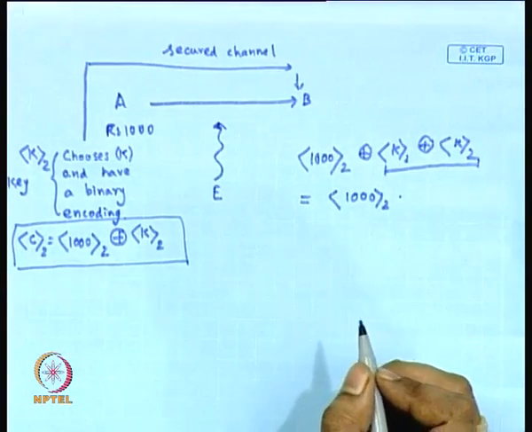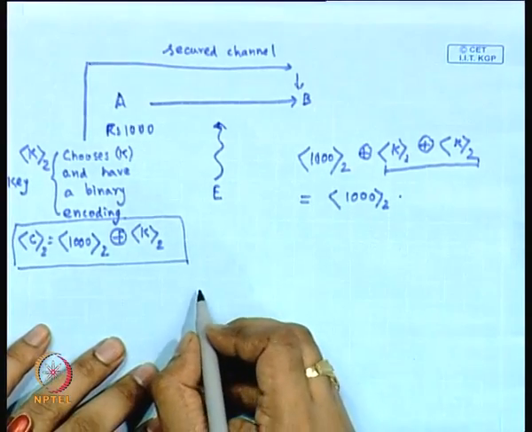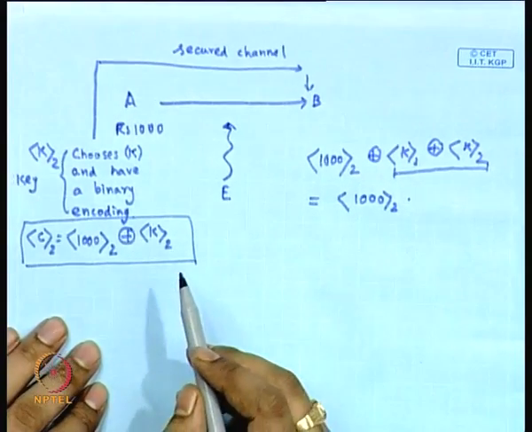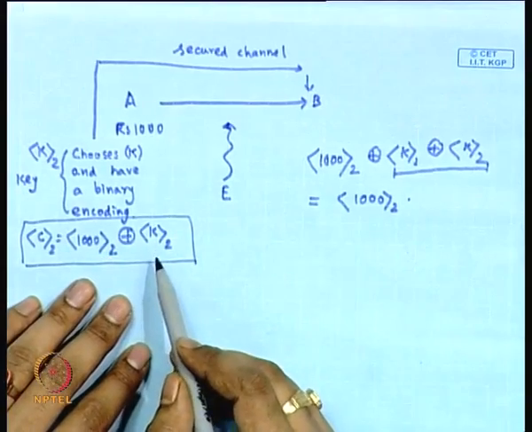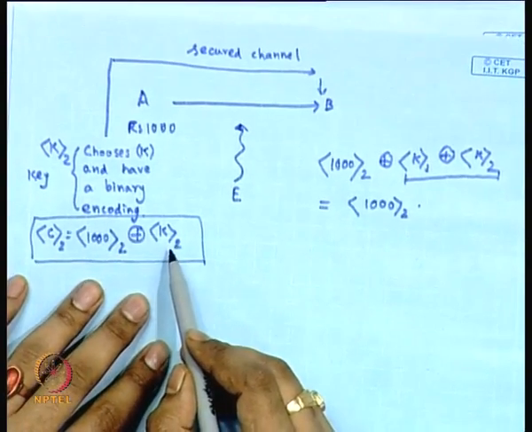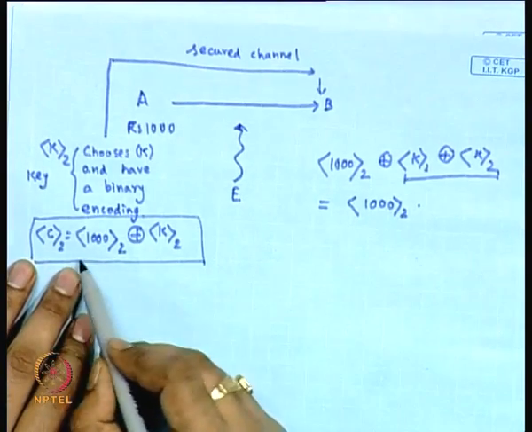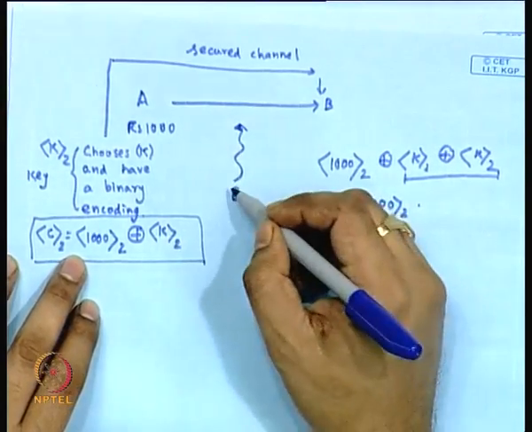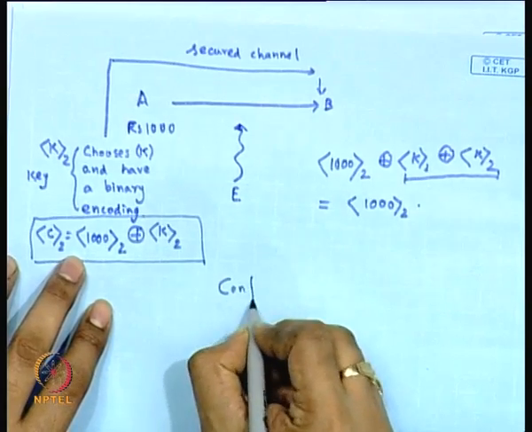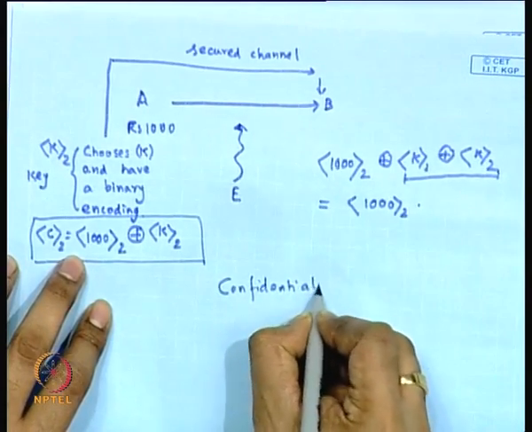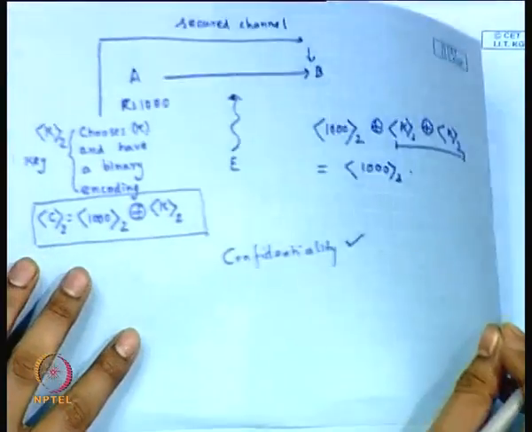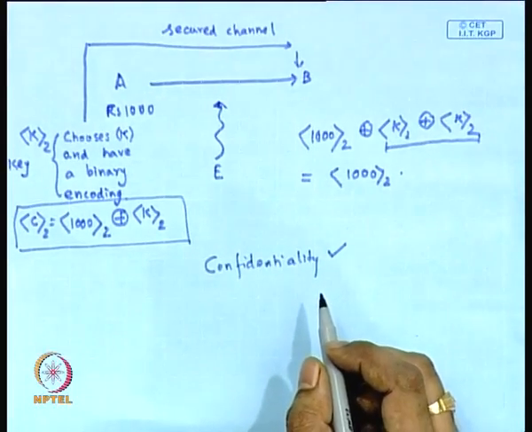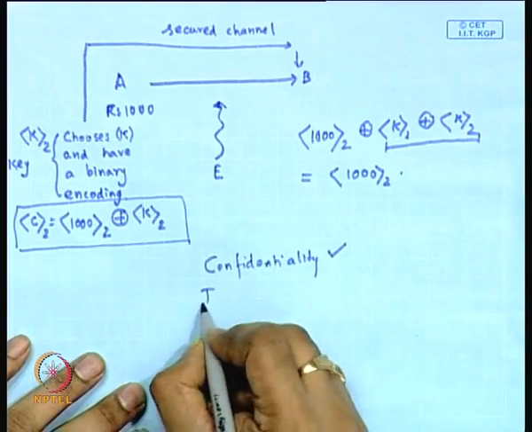But the information which Eve has access to is 1000 XORed with this key. If the key is randomly chosen, then Eve has no knowledge of what the key is, so she cannot extract the amount from this information. Therefore confidentiality is definitely maintained. If the key is randomly chosen, confidentiality is guaranteed with this kind of technique. But what about integrity?